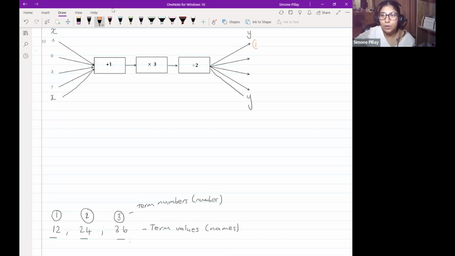So let's go number one. I'm taking my input, I am going to add 1 to it. -5 plus 1 is going to give me -4. Then I need to multiply by 3 and then divide by 2. And remember, guys, we can use BODMAS as well. So -4 times 3, a positive times a negative is going to be negative. 4 times 3 is 12, divided by 2. Negative divided by a positive, -6.